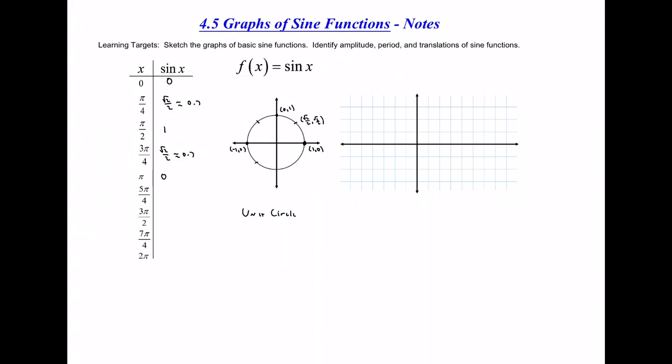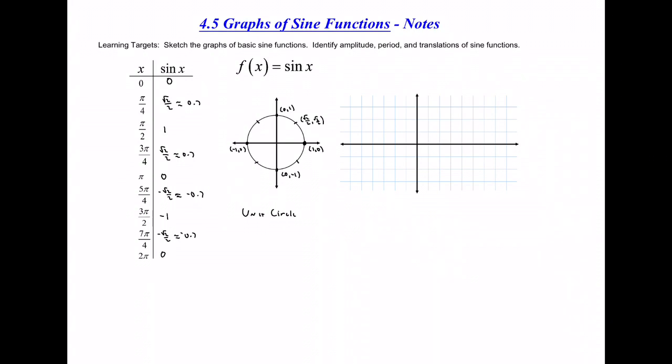Then 5 pi over 4, we're now getting into the bottom half of the circle where y is negative. So this will be negative square root of 2 over 2, or approximately negative 0.7. At 3 pi over 2, this is 0, negative 1, so sine will now be negative 1. 7 pi over 4, that's negative square root of 2 over 2 still. And then we will be back at 2 pi, which is the same as at 0, so sine of 2 pi is 0.